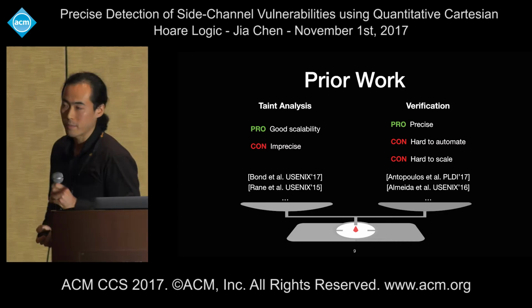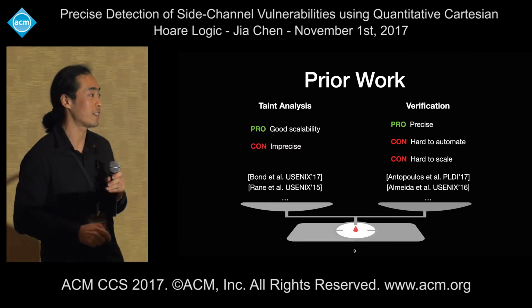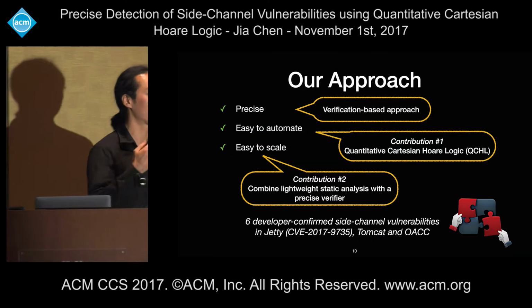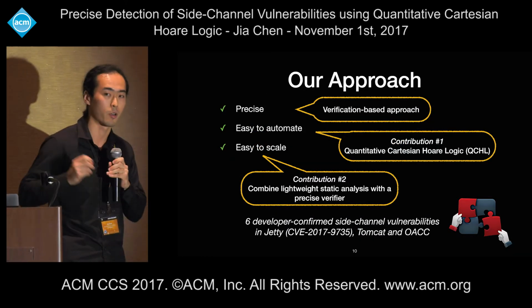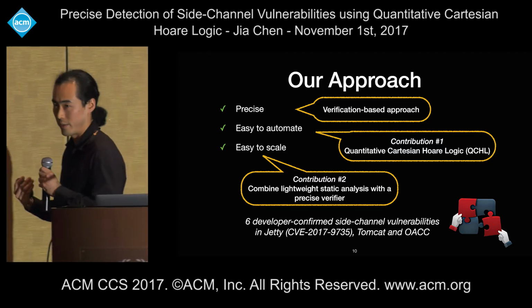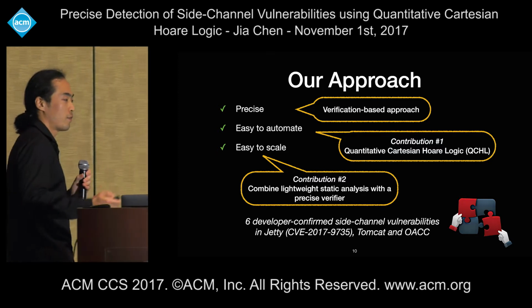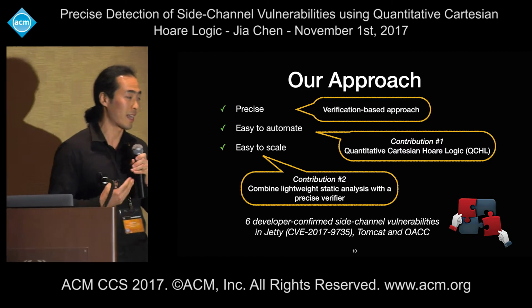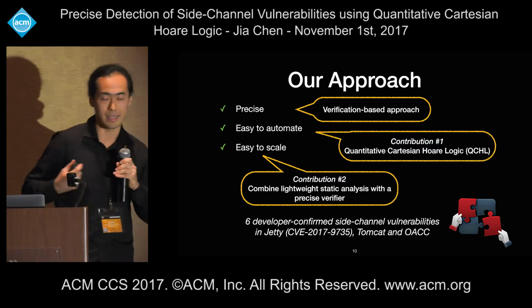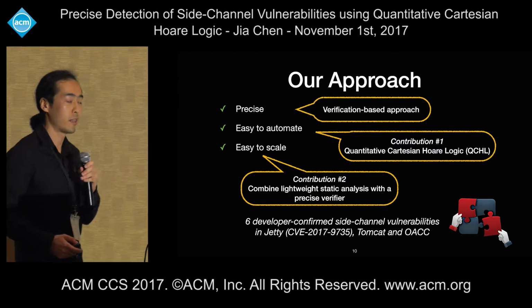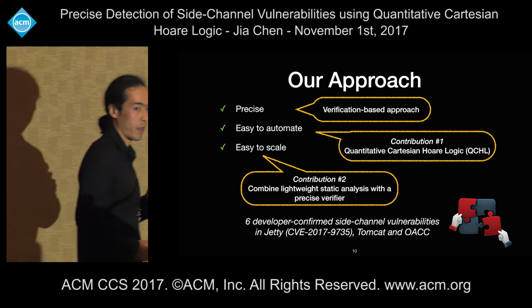And we achieve automation by replacing the verification algorithm with a custom one that is based on the new logic that we proposed called Quantitative Cartesian Hoare logic, which I am going to refer to as QCHL for the rest of this talk. And we achieve scalability by combining this verifier with a lightweight static analysis. With the help of all of these techniques, we are able to identify 6 developer-confirmed side channel vulnerabilities in real-world projects like Jetty and Tomcat.